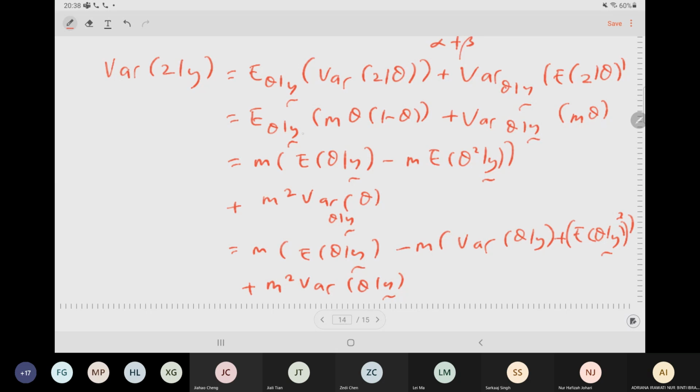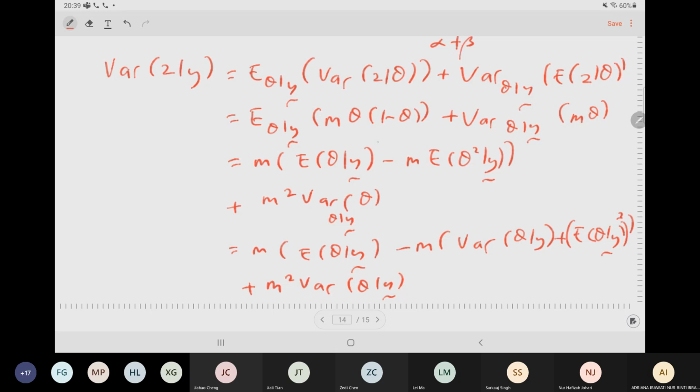Okay, but before that, we have the variance of the expectation of Z. Z is binomial, so the expectation is M theta. And the variance: M is a constant, so you take out M, it becomes M squared, and you have the variance of theta. So the variance of theta, the posterior variance, where theta is your beta distribution.